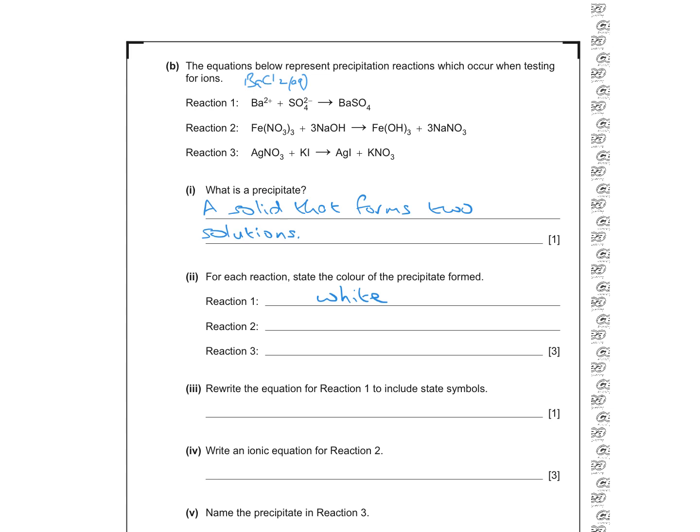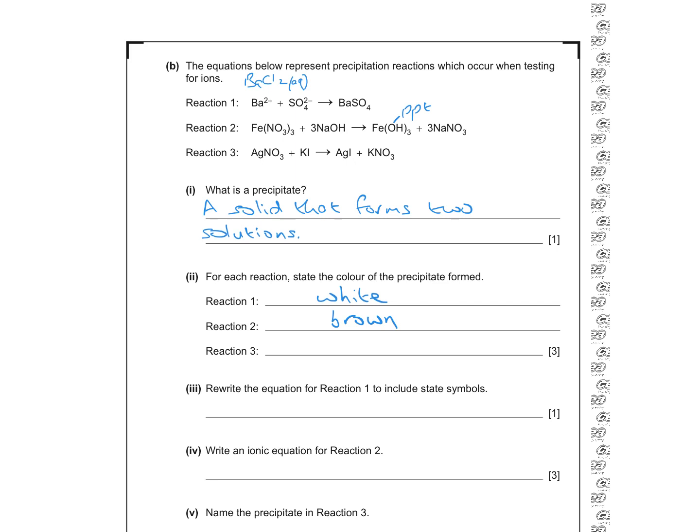In reaction 2, well, when you add sodium hydroxide solution to a solution containing iron 3, and we know this is iron 3 because there's a 3 here, that has come from the iron originally. This is the solid precipitate, iron 3 hydroxide, and it is brown. So say this is the precipitate, which is brown.